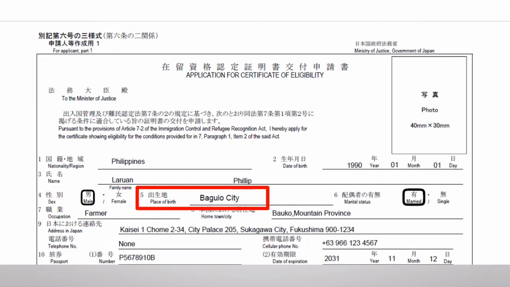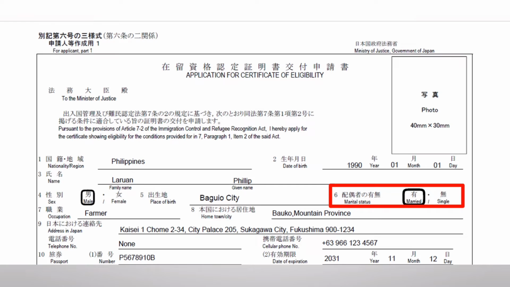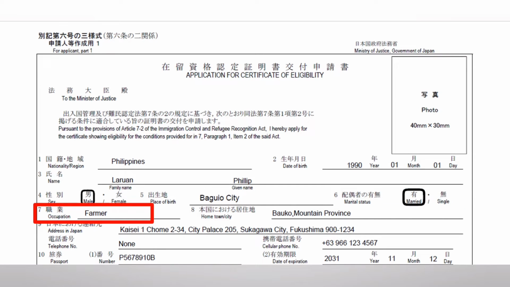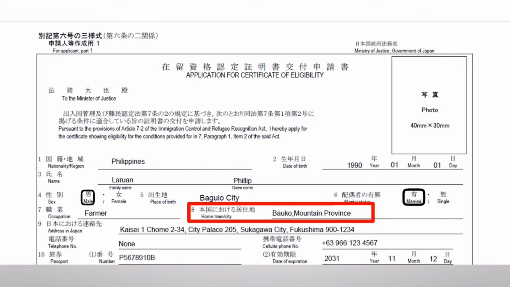Followed by his place of birth, Baguio City. 6 is his marital status, which is married. For number 7, this is his current occupation while applying for the COE. So we wrote here farmer. 8 is his hometown, Bauco, Mountain Province.